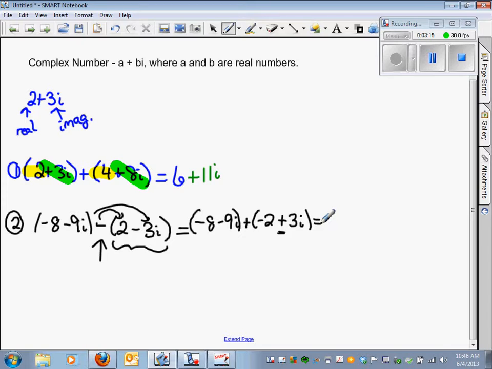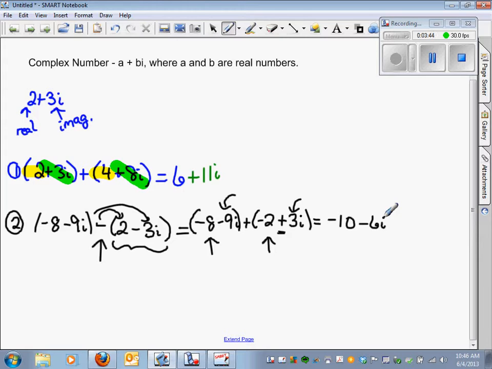Now that we have that negative taken care of, we can find the real portions. Our real portions are the -8 and the -2. Well, -8 plus -2 is -10. Then we can combine the imaginary portions. We have a -9i plus 3i. Well, -9i plus 3i is -6i. So our new complex number is -10 minus 6i.